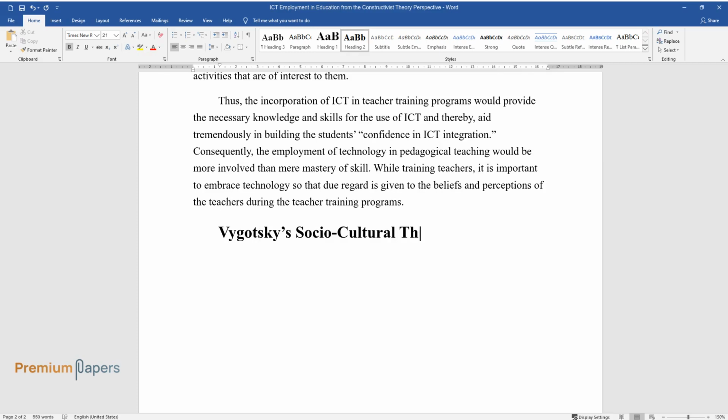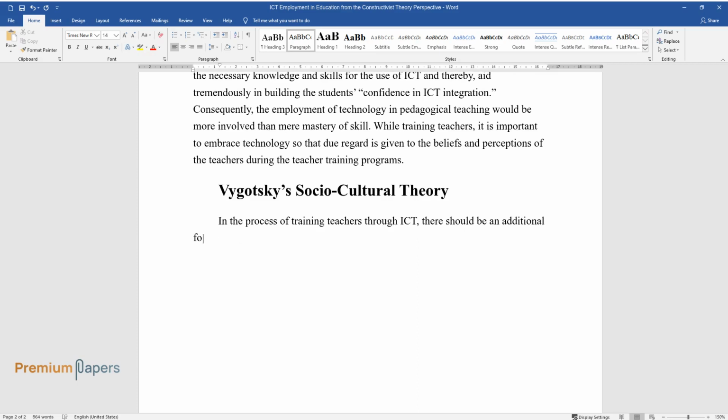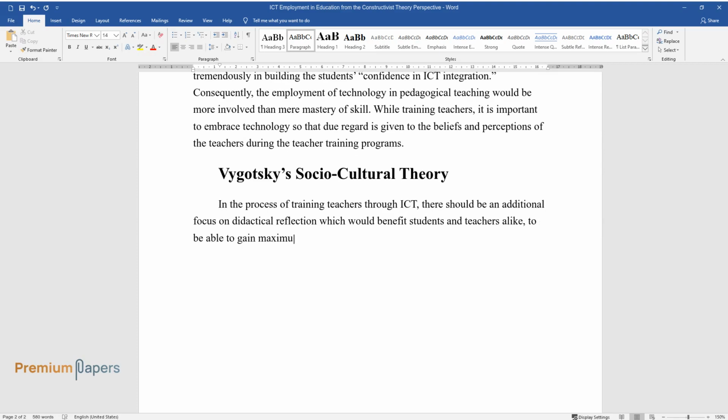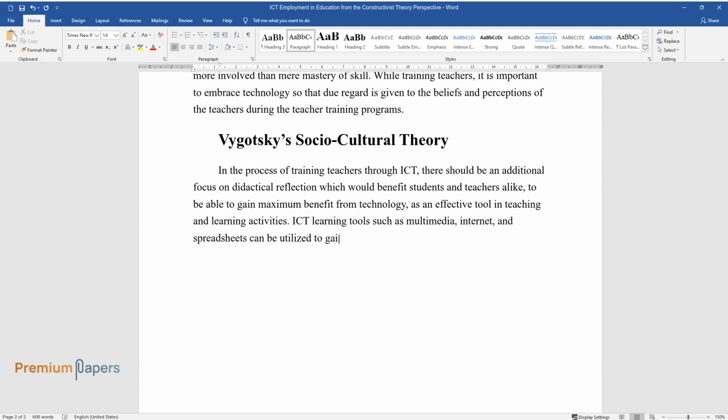Vygotsky's sociocultural theory. In the process of training teachers through ICT, there should be an additional focus on didactical reflection, which would benefit students and teachers alike, to be able to gain maximum benefit from technology as an effective tool in teaching and learning activities. ICT learning tools such as multimedia, internet, and spreadsheets can be utilized to gain the most benefit in such training programs.